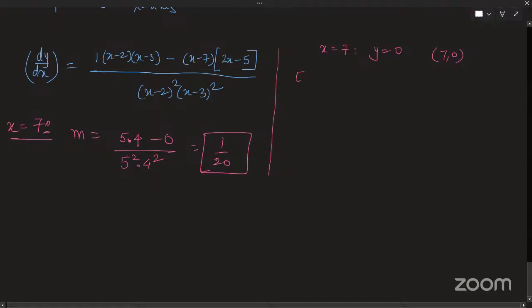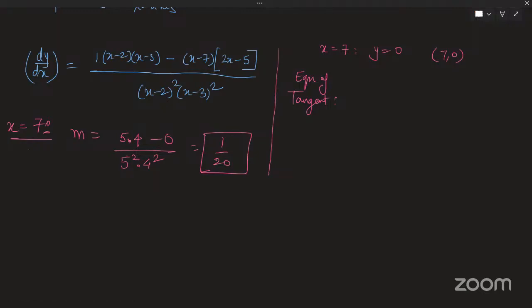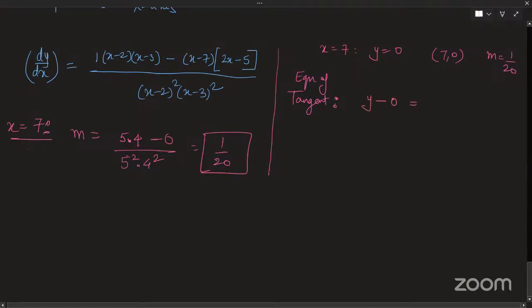Can you tell me what will be the equation of tangent? Equation of tangent. Anyone? I know this point and I know the slope is 1 by 20. Can you tell me? 20y is equal to x minus 7? Okay, great. How did you do it? Same method, right? y minus y naught is equal to m of x minus x naught, right? So x naught is 7.